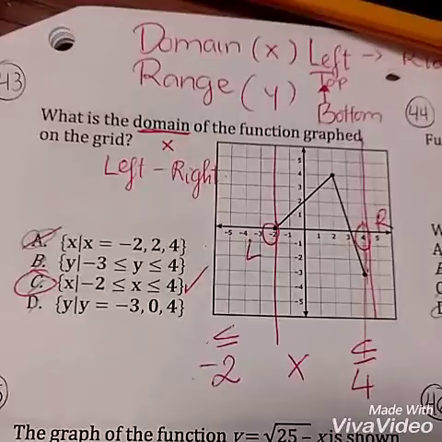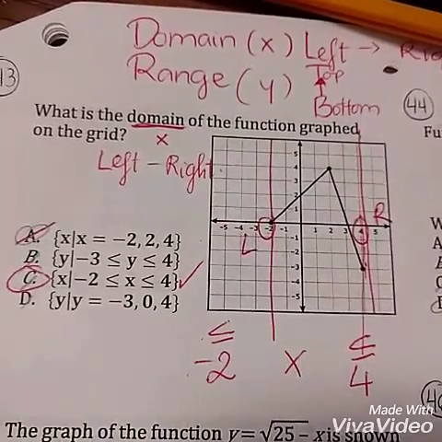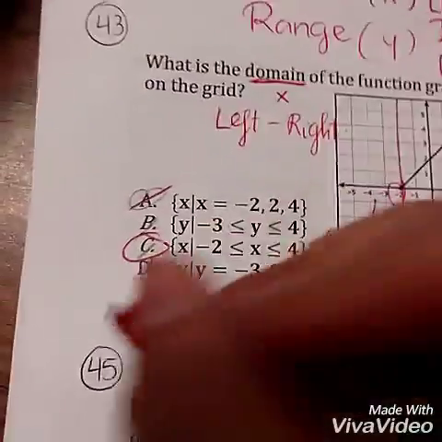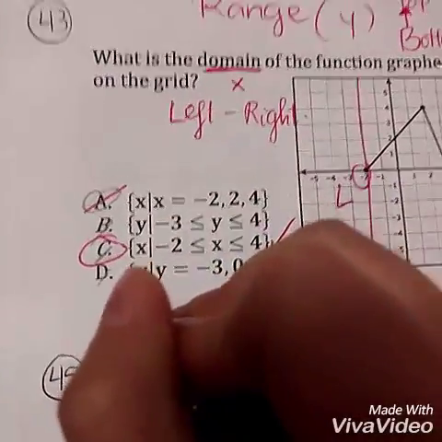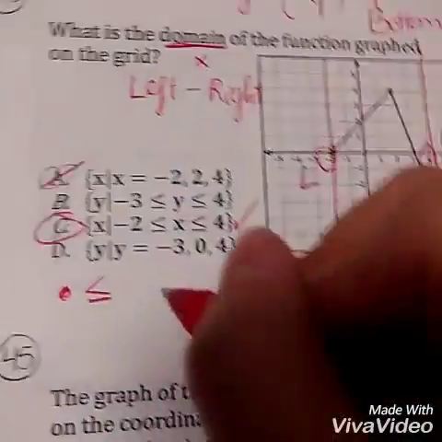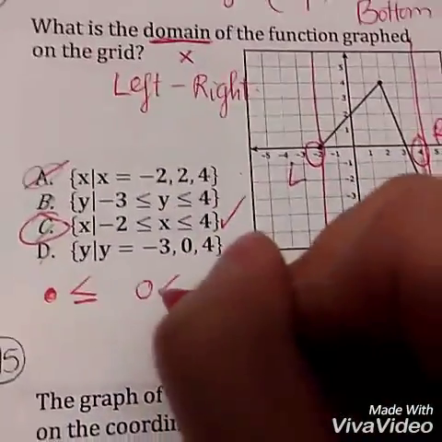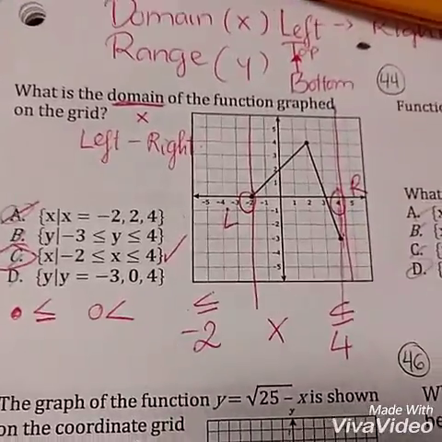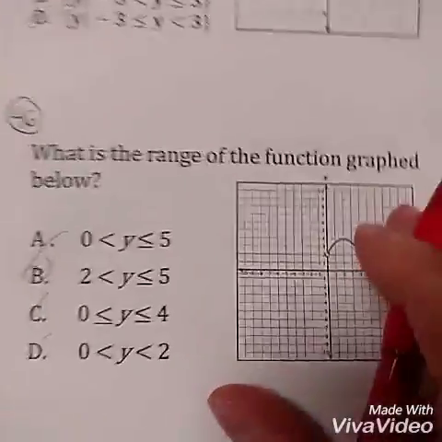Okay, again, domain left to right. You label the left, label the right, and look for the circle. If there's a closed circle, you're always going to include a line underneath, the equals. If it's just an open circle, then we're just going to use a less than. Alright, let's take a look at another example students commonly missed.